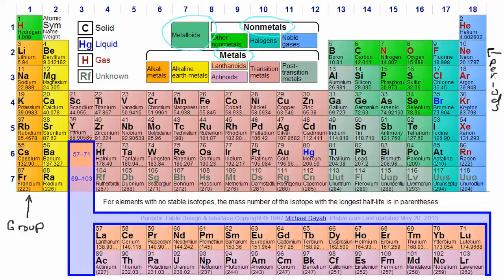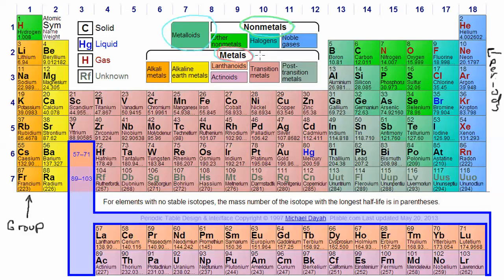So let's give them a unique color here. We'll use that light blue for metalloids. We'll use green for the nonmetals, and then we'll do red for metals. All right. So let's start with the metalloids.